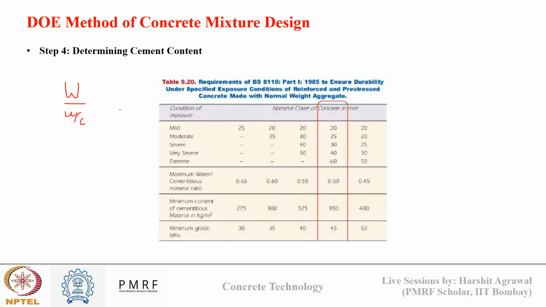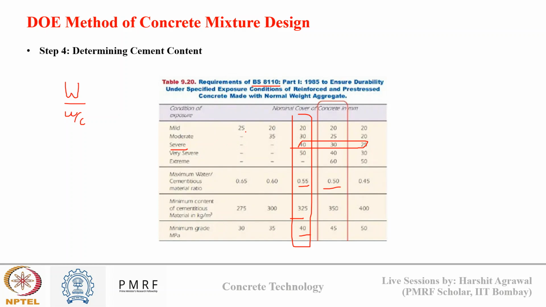Okay. But we also need to check the durability limits, as mentioned in this table from BS 8110. For severe conditions, I can have these cover ranges, and I need a maximum water to cement ratio of this. For severe, it will be this column. Maximum water to cement ratio 0.55, minimum cement content 325, and minimum grade of concrete 40 MPa.